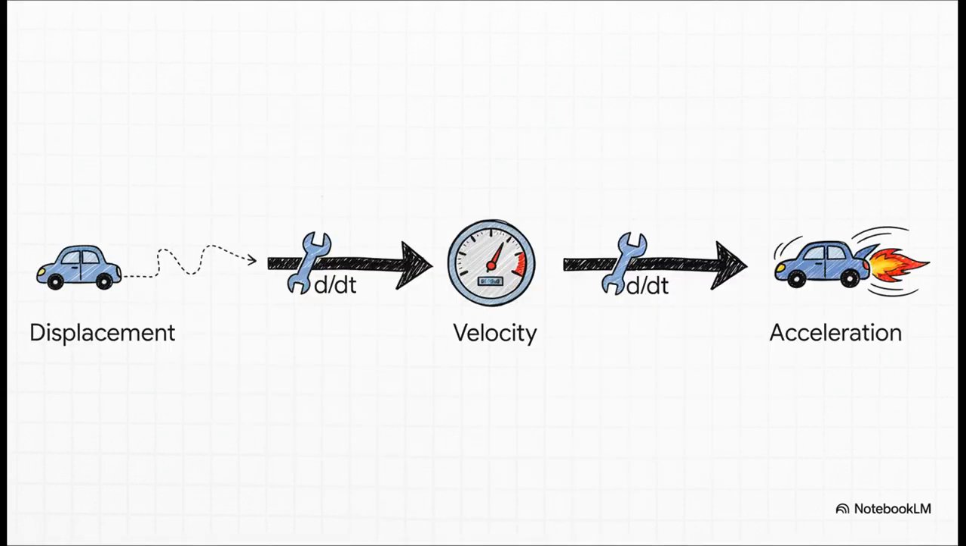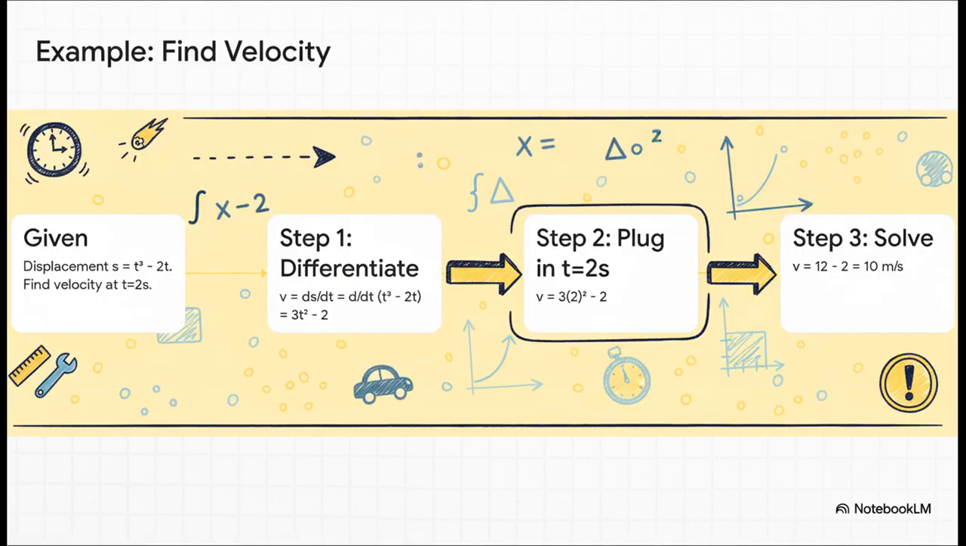So here it is, the big takeaway. When a physics problem gives you an equation for displacement and asks for velocity, you know exactly which tool to grab from the toolkit. You pull out your rate detector, you differentiate, and you are already halfway to the answer. It's that direct.